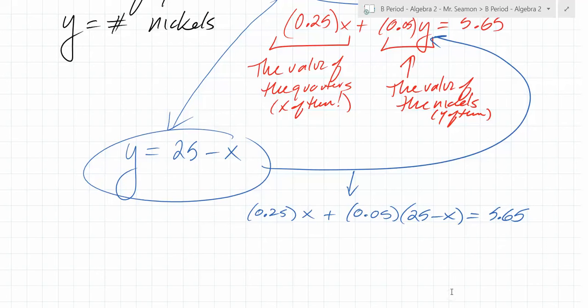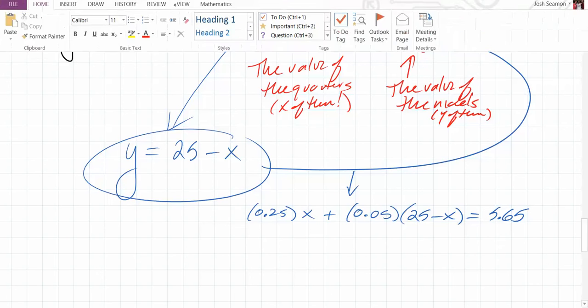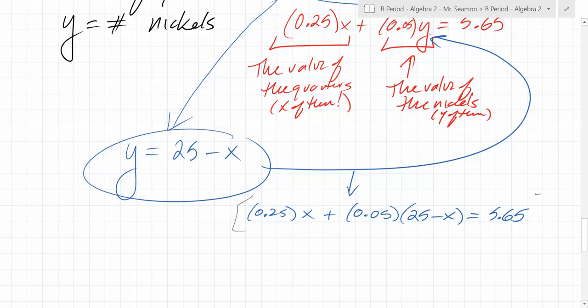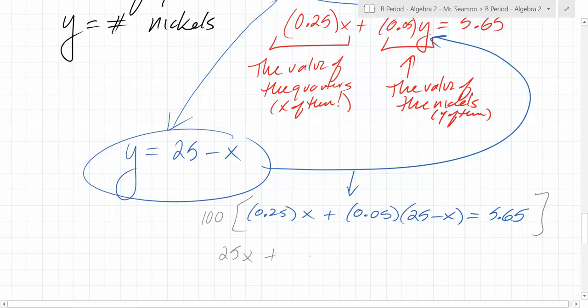Yep. The equation also would be the same thing as if you multiplied this by 100. So you'd have 25x plus 5 times 25 minus x is equal to 565. Is that a little easier to solve for you? Okay, I think it's easier to solve.